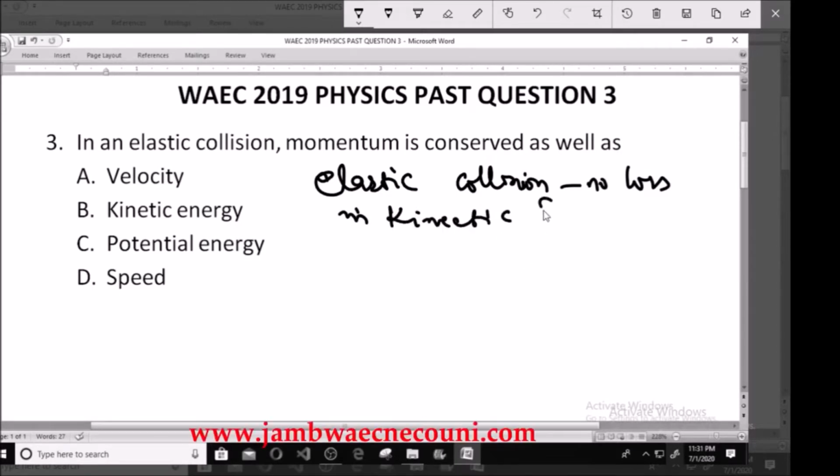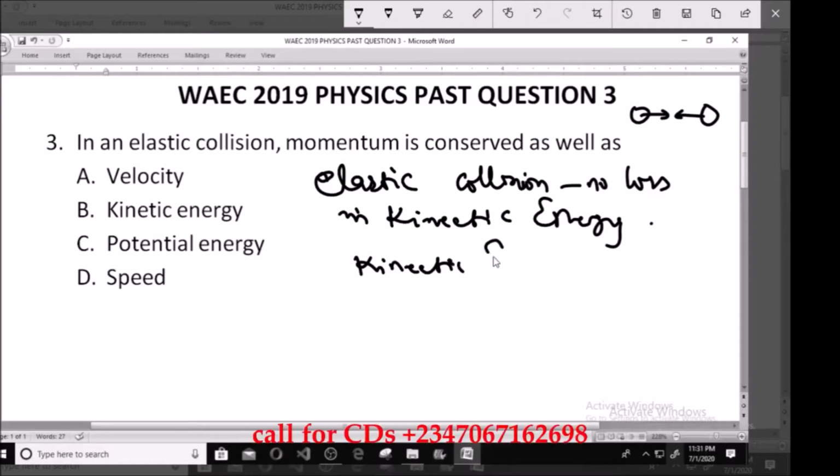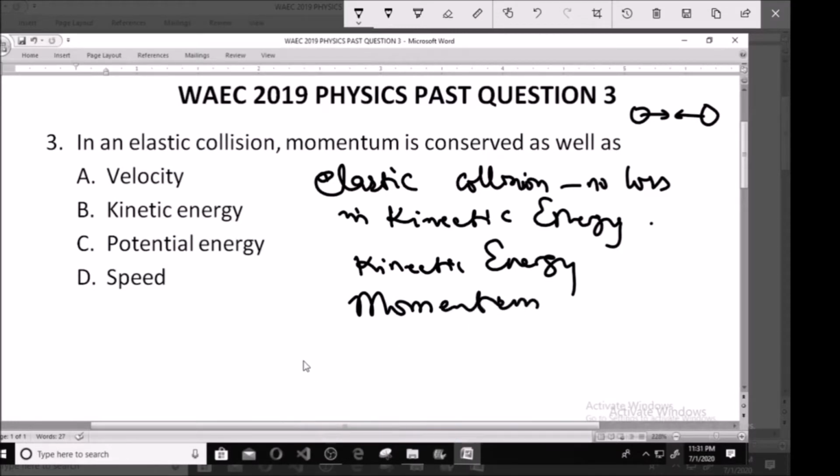That means the kinetic energy is conserved. That's the meaning of elastic collision: any collision where there is no loss in kinetic energy. So there is no loss in both kinetic energy and momentum. These two things are conserved, and any collision that has these two things conserved is known as an elastic collision. So momentum is already here, and the next thing here is B, which is kinetic energy.